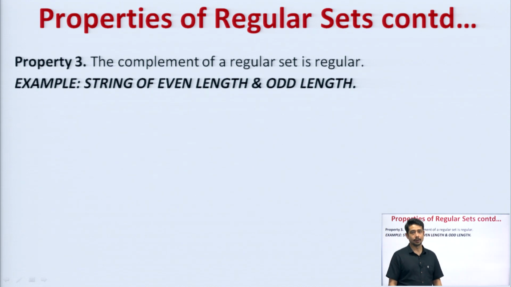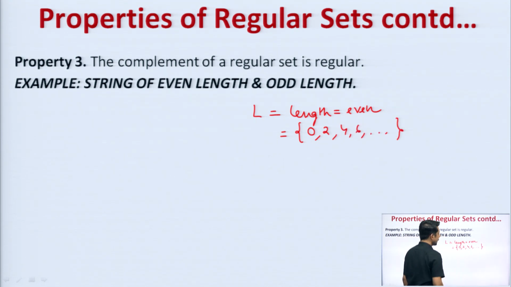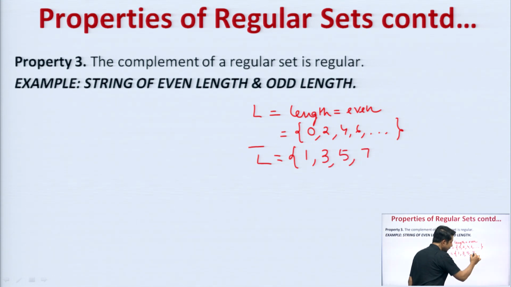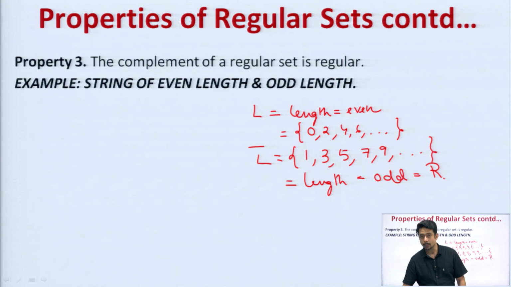Next comes the complement. Complement will also give you a regular concept. I think this particular concept I have discussed. If we talk about a language whose length is even, length is even means what? I will be getting 0, 2, 4, 6, correct. If I take the complement of this language, I will get what? 1, 3, 5, 7, 9 and so on, and this is nothing but length equal to odd, and this is also regular. Therefore, I can say that the complement of a regular language will always give you a regular. Correct. So, this is property number 3.